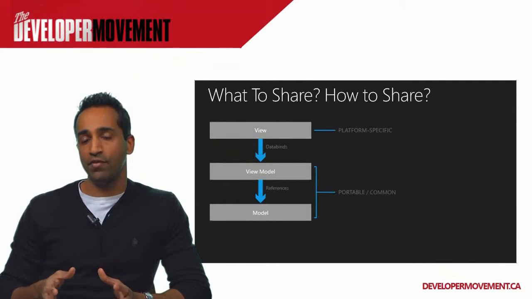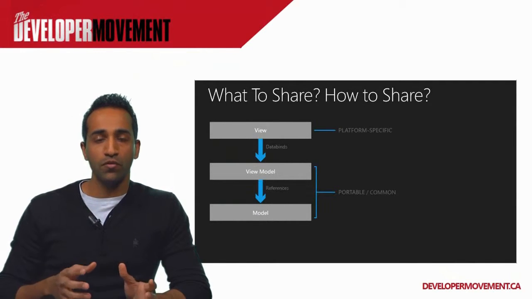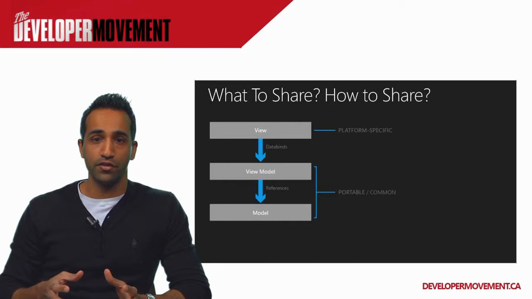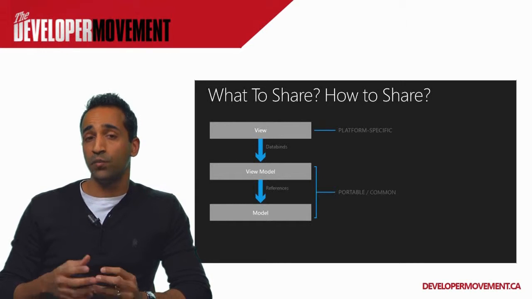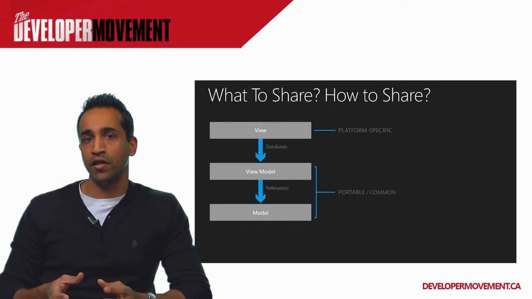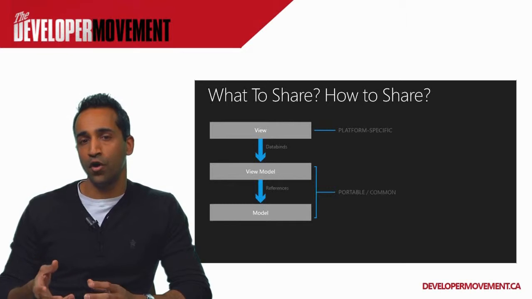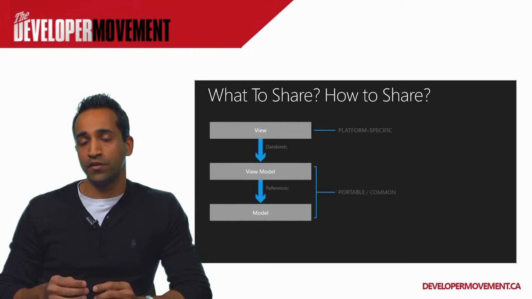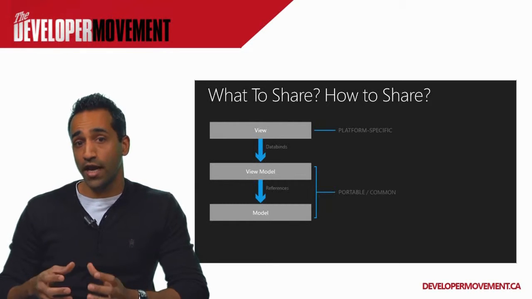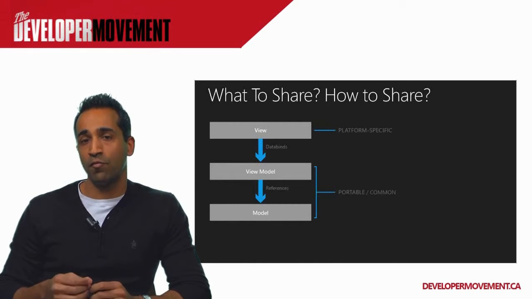Now there's one thing I haven't mentioned, and that's portable versus common. There is a difference. Portable code is code that can be compiled on any platform and run on any platform. That's what a PCL is. A portable class library can be compiled on Windows 8 and run on Windows Phone or vice versa. Common code has to be compiled on a specific platform. It can be shared, but it needs to be compiled on the platform it's going to run on.